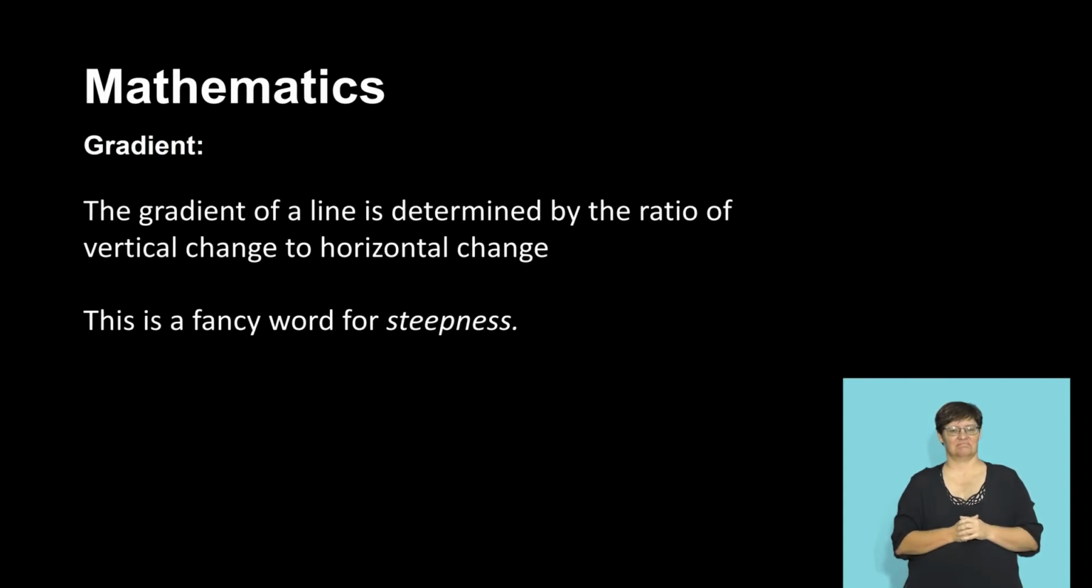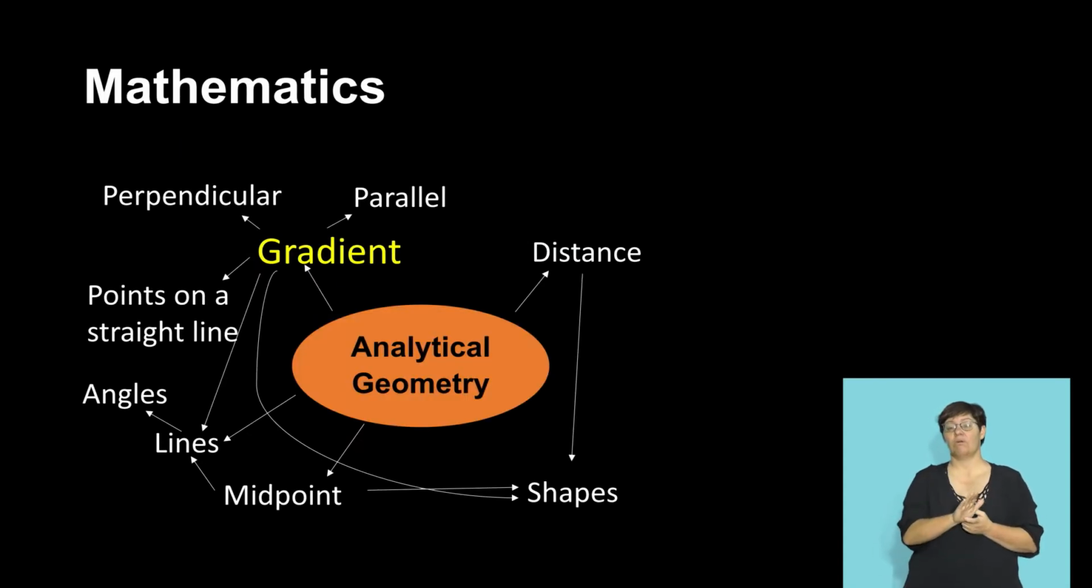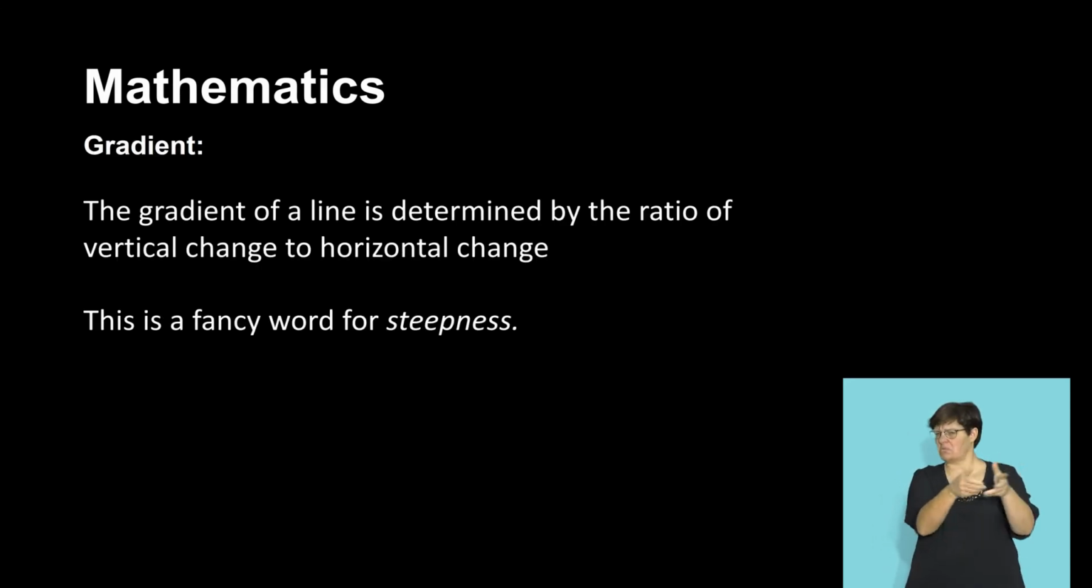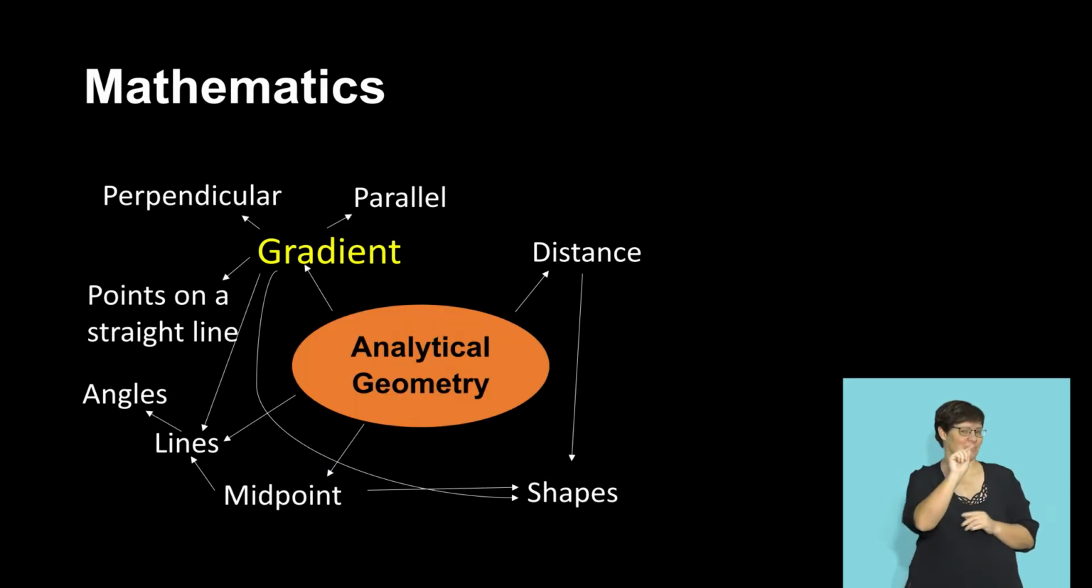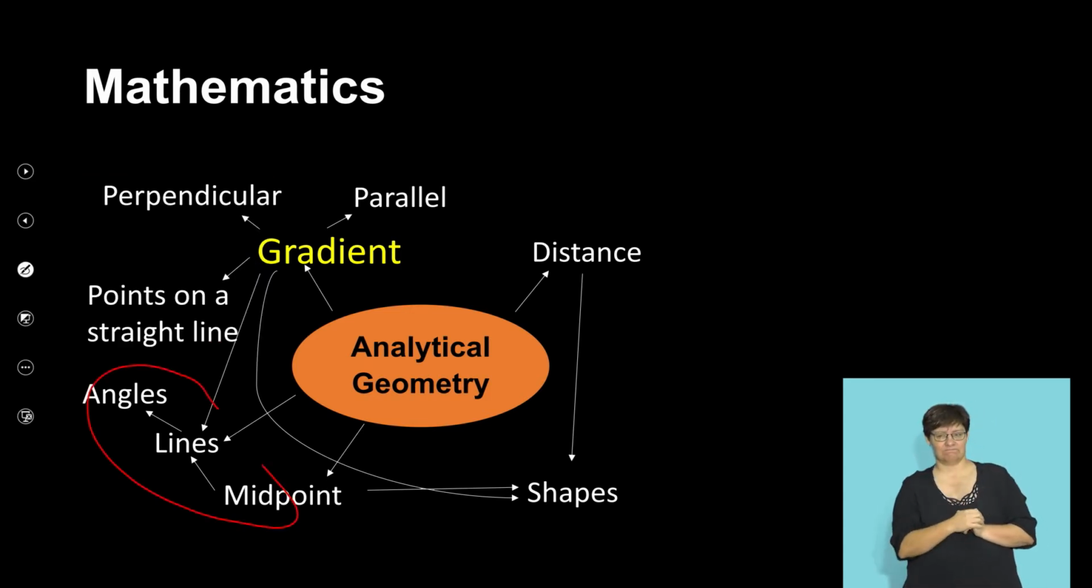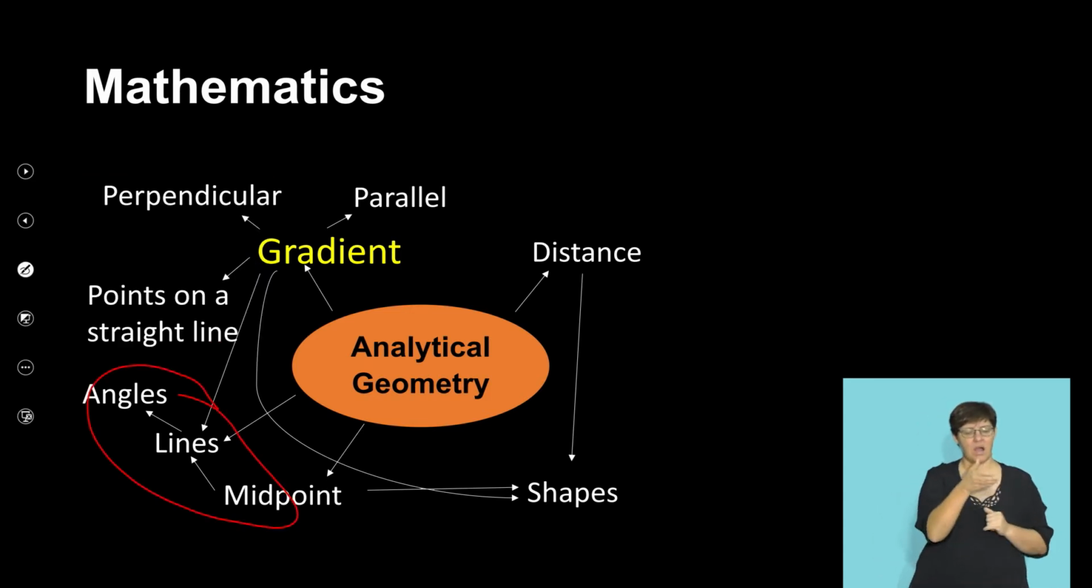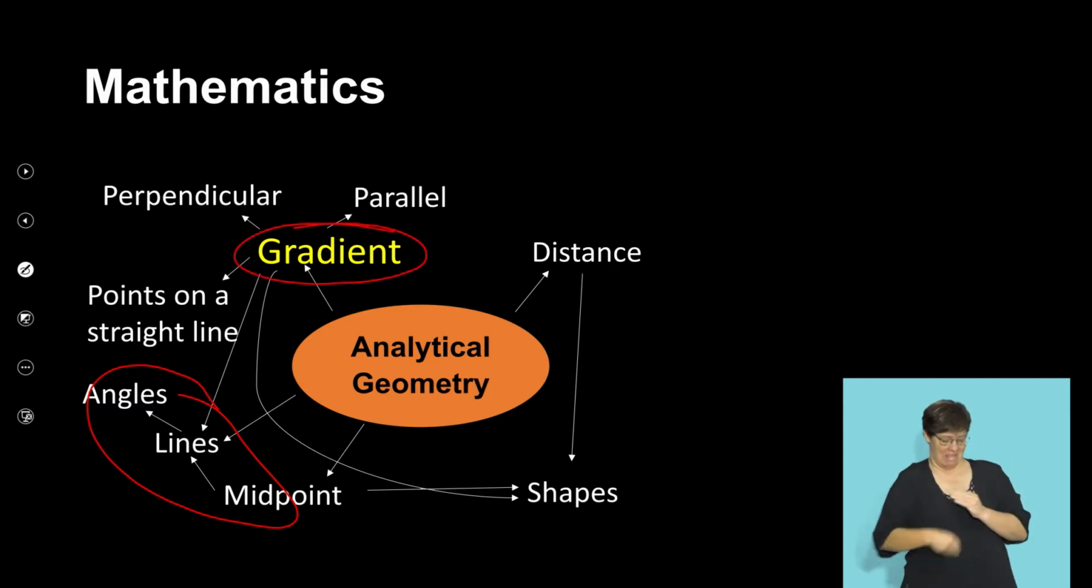I've shown the content map again. It's fairly similar to what we've seen before. We can see here that I've included lines, and that's what we're going to be talking about today, which is more that was on the content map, but we're going to be starting with the gradient.